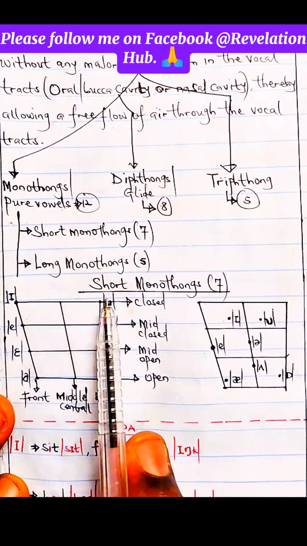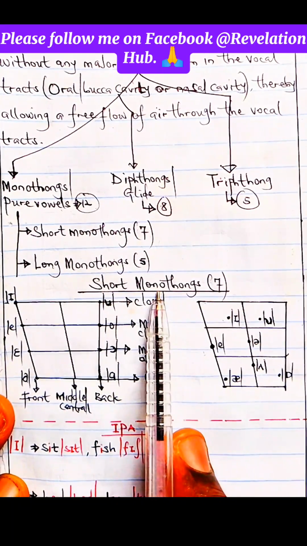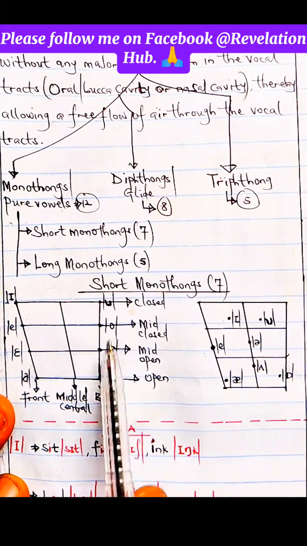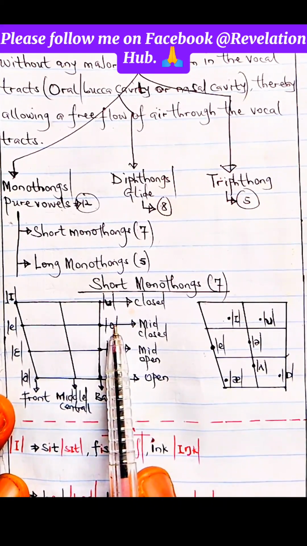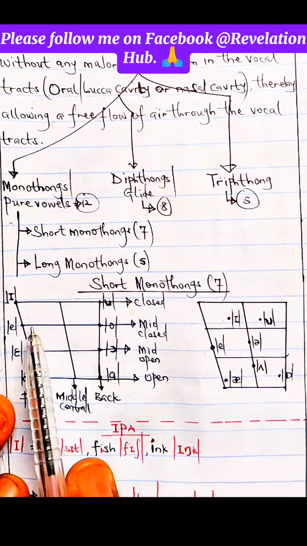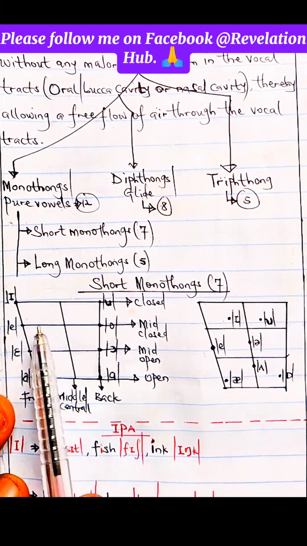So these two sounds are called close sounds. Most times when we pronounce them, our mouth is being closed. Now the next one is what we call mid-close. When we pronounce these two sounds, our mouth is slightly closed, not completely closed, just mid-closed.